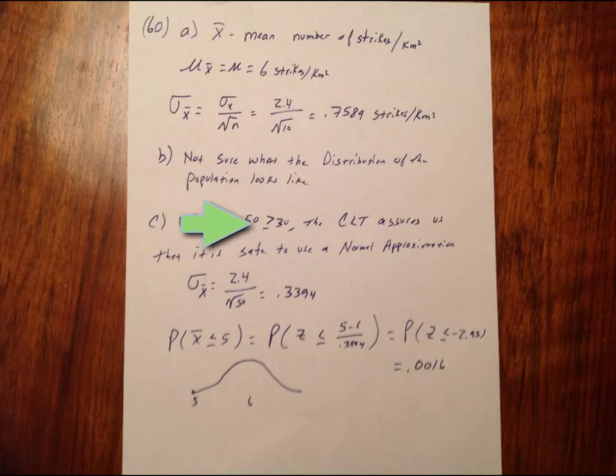With the sample size of 50, which is larger than 30 obviously, the central limit theorem tells us that it's safe to use a normal approximation. With the standard deviation of the sampling distribution of 2.4 divided by the square root of 50 equals 0.3394 strikes per kilometer squared. So to find the probability that the sample mean is less than 5, you simply plug into the equation: probability that z is less than (5 minus 6) divided by the standard deviation of 0.3394, which is a probability that z is less than negative 2.93, which is 0.0016, shown here on the graph.